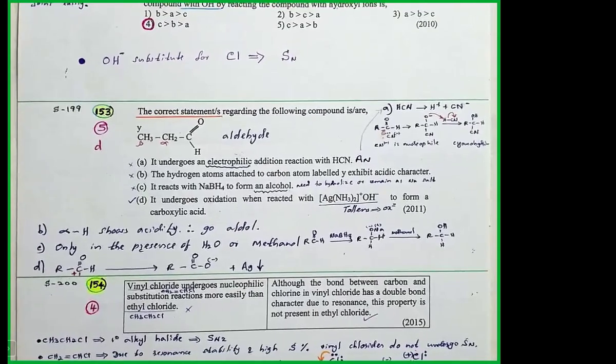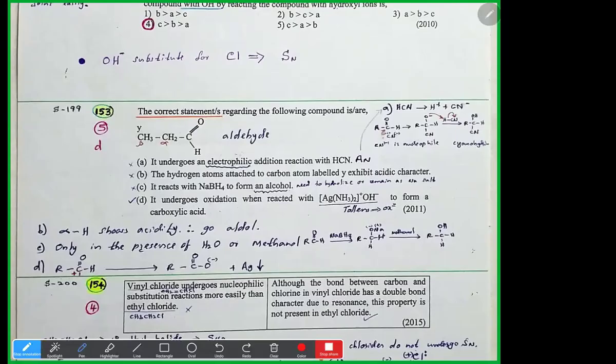153. Correct statement regarding this compound. This is an aldehyde. You have this alpha hydrogen, these two here. It undergoes nucleophilic addition. This is a reaction. CN minus is a nucleophile, so A is wrong. Acidic character is for alpha, not beta, so B is wrong.